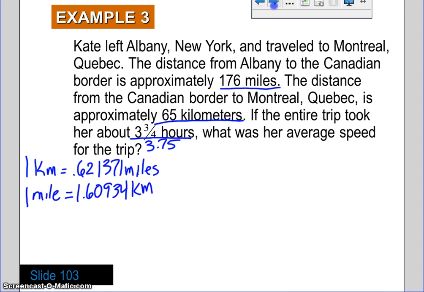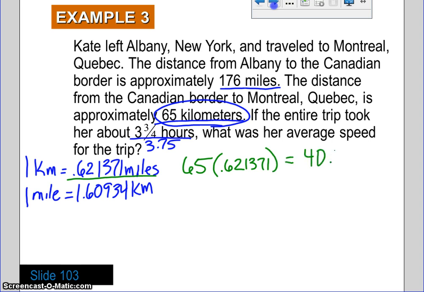So we can't really just add kilometers and miles together because they aren't the same thing. It would be like trying to add apples and oranges together. So what we need to do is convert our kilometers to miles. I look at our conversion, and I know that I have 65 kilometers, and each kilometer is 0.621371 of a mile, so I'm going to multiply by that value, and I find that it is 40.389 miles.